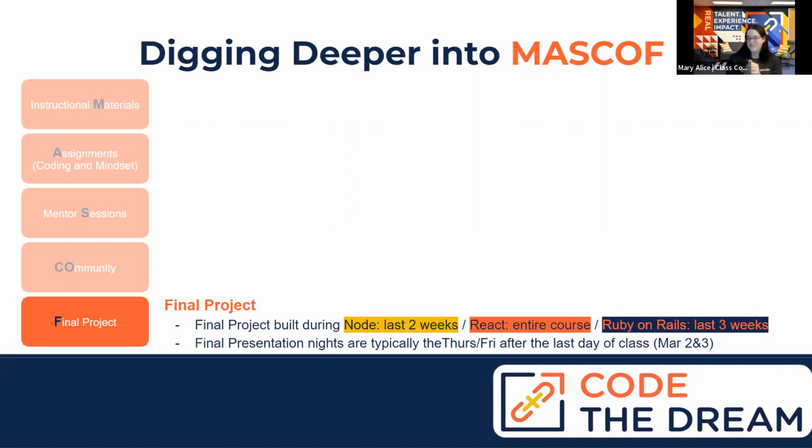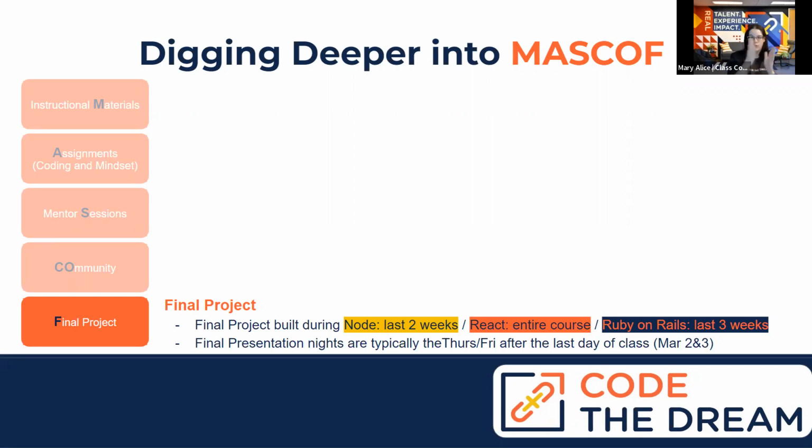Final project for the Node class, last 2 weeks of class is when you'll be building your final project, but go ahead and look at your final project rubric before the last 2 weeks of class. Preview it about halfway through and get an idea of what in this rubric do I already know how to build? What are things that I'm looking forward to figuring out between now and then?